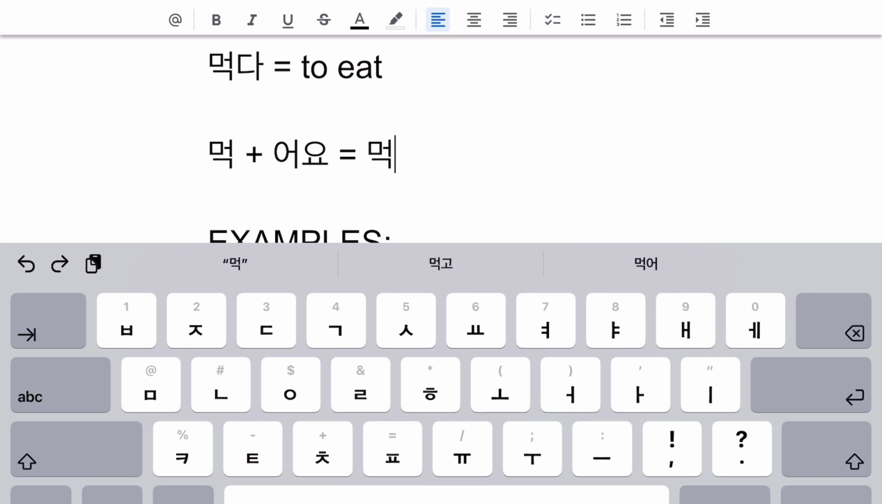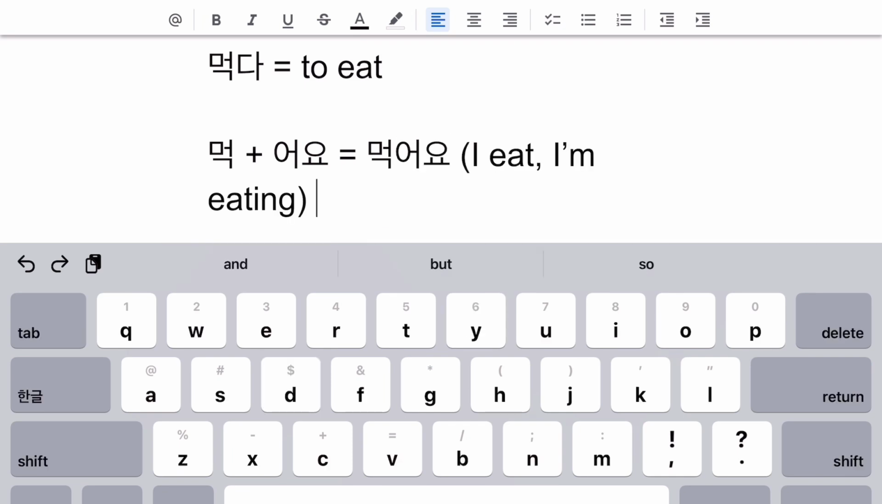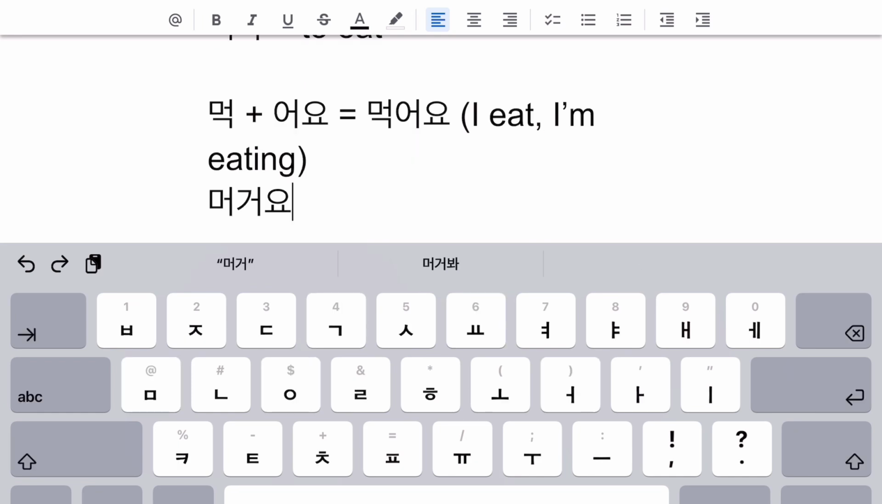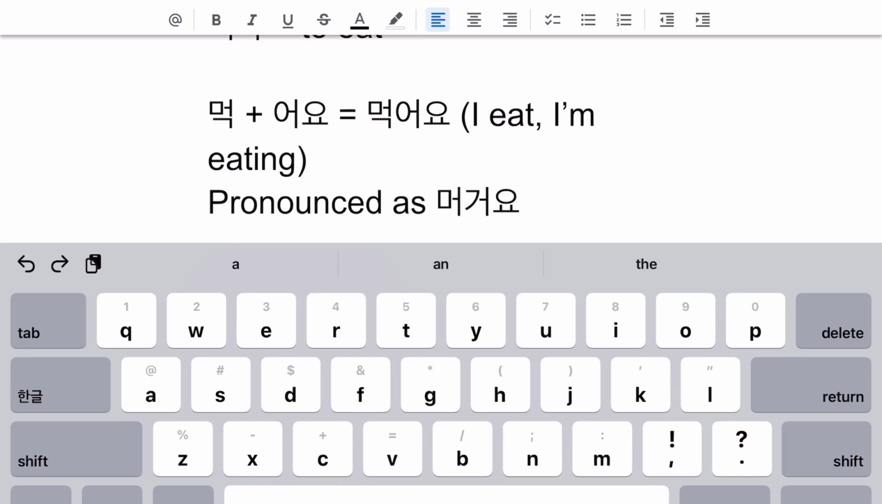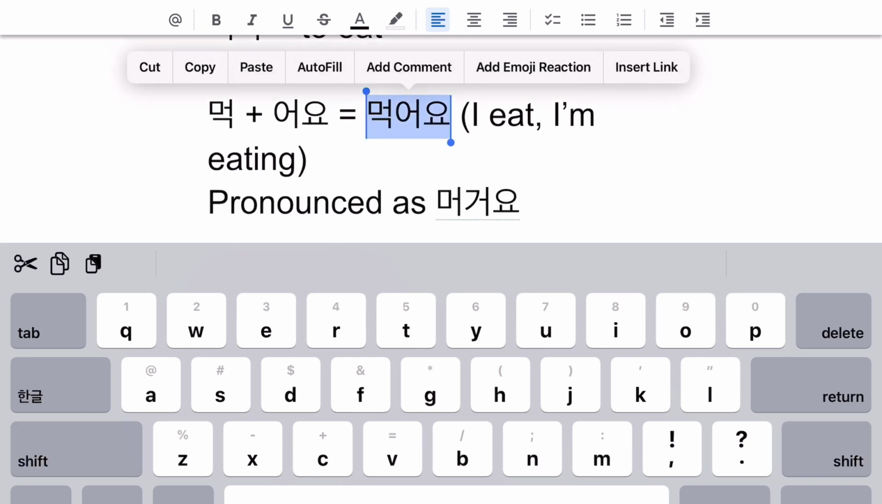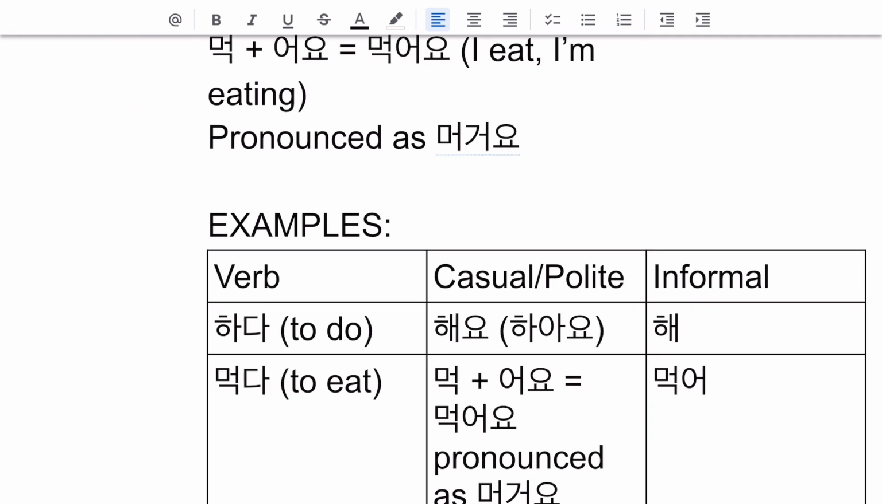Mok plus oyo. We put it together. Mogoyo. So this means I eat or I'm eating. And you can tell with the pronunciation, this is how it's going to be pronounced. Mogoyo. That's because we take that bottom K sound or that bottom G/K and we take that over. We don't just say mok oyo. We have to connect them. We want to bring the G/K sound over.